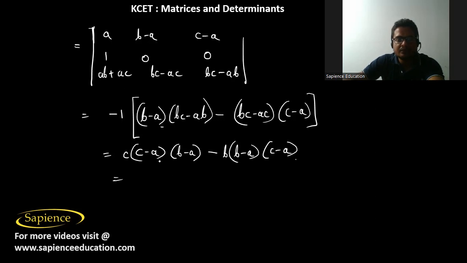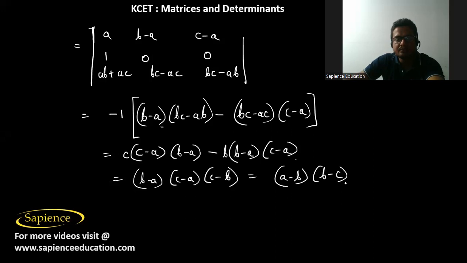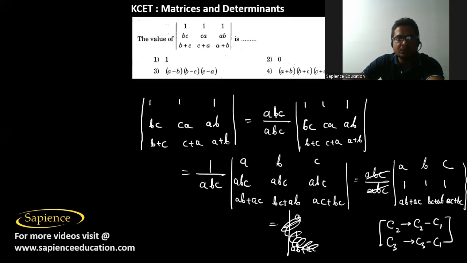So from these two I can take B minus A into C minus A as common. Then it will be C minus B. So this I can also write as A minus B into B minus C into C minus A, since minus of minus is plus. So this is the answer. So I can say that option 3 is the correct answer.